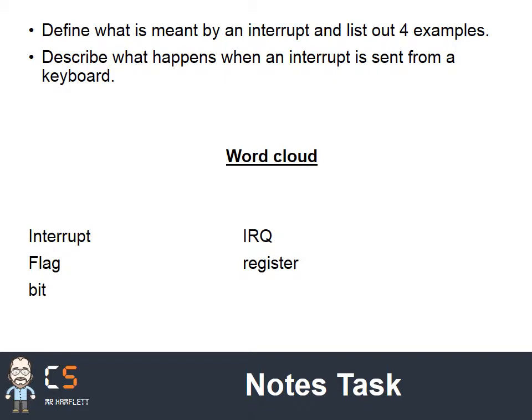So here's a good opportunity to take a little pause, because the entire mechanism behind interrupts and interrupt service routines is quite involved, and there's quite a lot to think about, so it's best to break this up into little stages. So define what is meant by an interrupt, list out 4 examples of interrupts, and then describe what happens when an interrupt is sent from a keyboard. Now, I've included a little word cloud here just to ensure you get the detail on that one. So: interrupt, flag, bit, IRQ, and register.